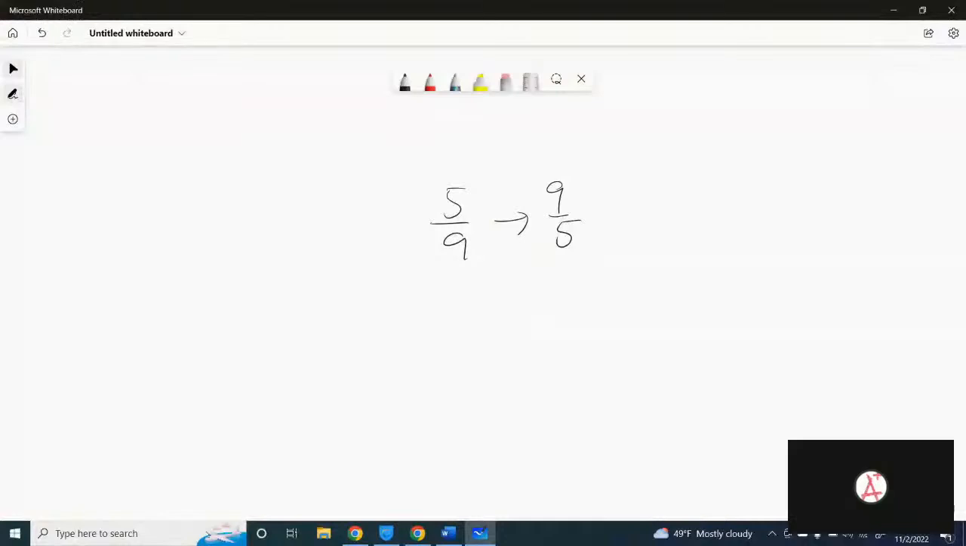Okay, the next one is: what is the reciprocal of 3/5? So the reciprocal of 3/5 would be 5/3. Got it?